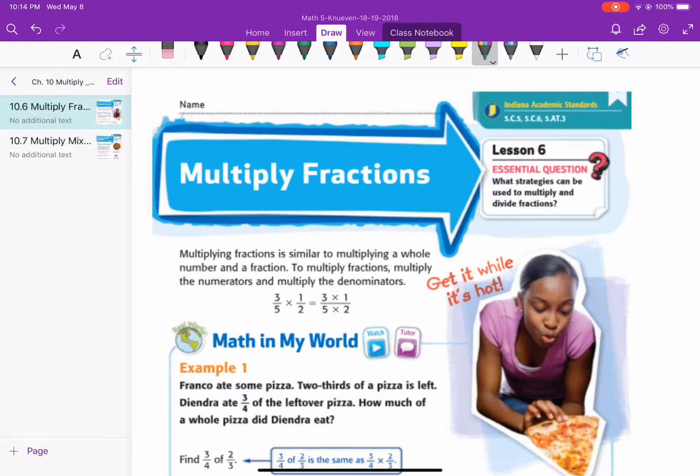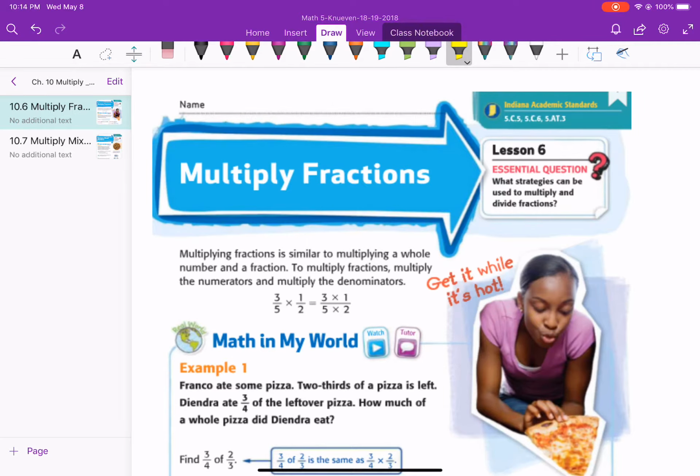All right, in this video, we're going to be talking about multiplying fractions. And if you watched the video from yesterday, it should be pretty straightforward in that we multiply straight across. So multiplying fractions is similar to multiplying whole numbers in a fraction.